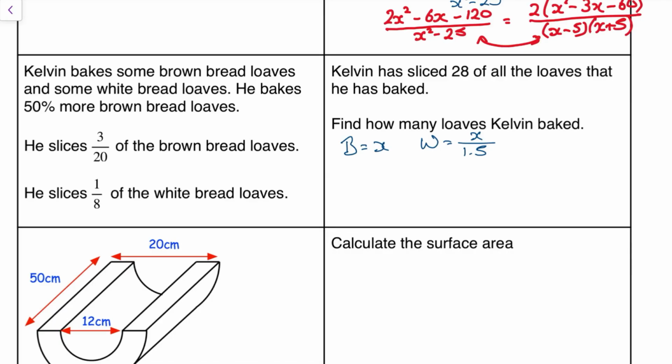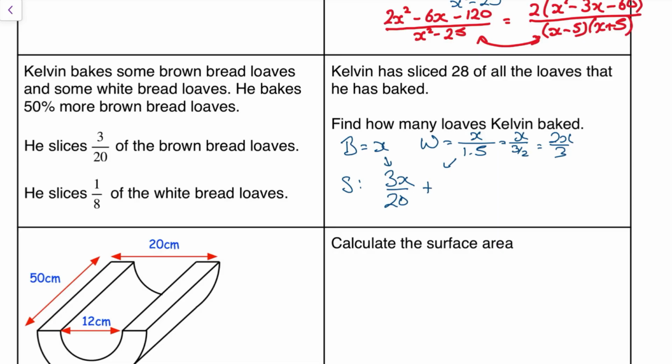Then what does he do? He slices 3/20 of the brown bread. So it slices 3x over 20, which is from here. And it slices 1/8 of the white bread, so this over here. Just an aside, x over 1.5 is the same as x over 3 over 2, which is the same as 2x over 3. Just makes it slightly easier to do the next bit.